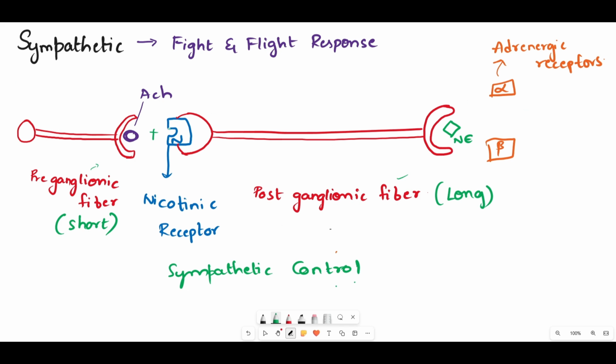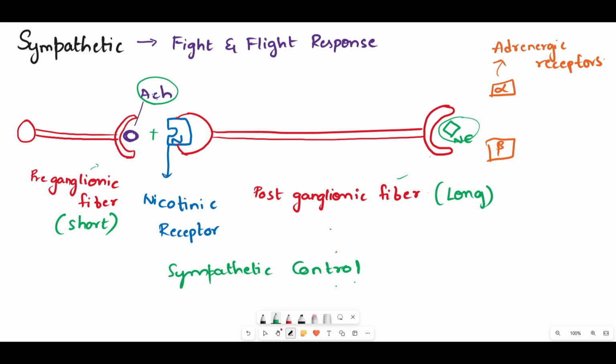Simple. If you know this diagram, it is easy to describe it. So here we are trying to know the sympathetic control. The sympathetic nervous system generally shows the fight and flight response. So what's happening in this? Normally there is a preganglionic fiber and a postganglionic fiber. These two are connected in the ganglia region, and there are two different neurotransmitters released. One is acetylcholine, which is released from the preganglionic fiber, and the other one is norepinephrine, which has been released from the postganglionic fibers.